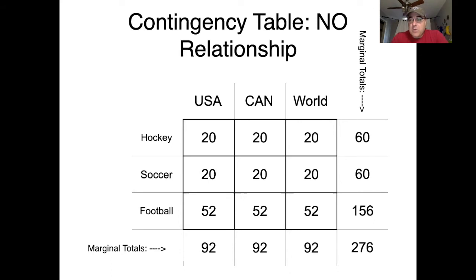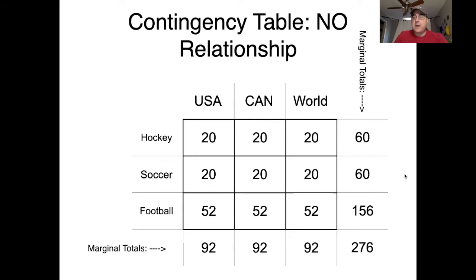So what I want to do is give you a couple of mock hypothetical data sets to demonstrate what I mean by a no contingency, no relationship, no result looking set of data, and one that clearly does have a relationship so you can get an idea about where we might be heading. In this example, I asked 92 people from the US, 92 people from Canada, and 92 people from the rest of the world about what their favorite sport was. It turns out that I got 60 people who like hockey, 60 people who like soccer, and 156 people who like football.